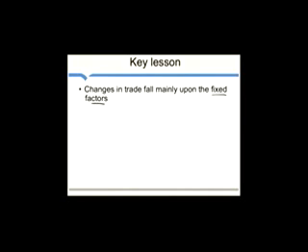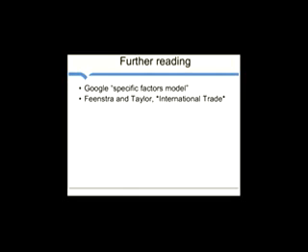A secondary policy implication is that if a government wishes to protect its workers against, say, an increase in imports, what it can do is make labor markets more flexible and make it easier for those workers to be mobile into other regions or other occupations. For further reading, including some graphical presentations, you can simply Google Specific Factors Model. We also recommend the textbook by Feenstra and Taylor and their chapter on this topic in their book, International Trade.